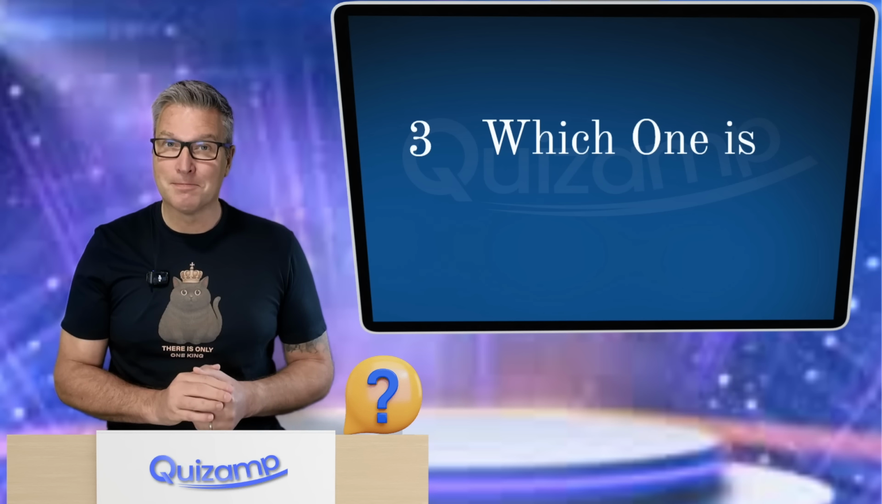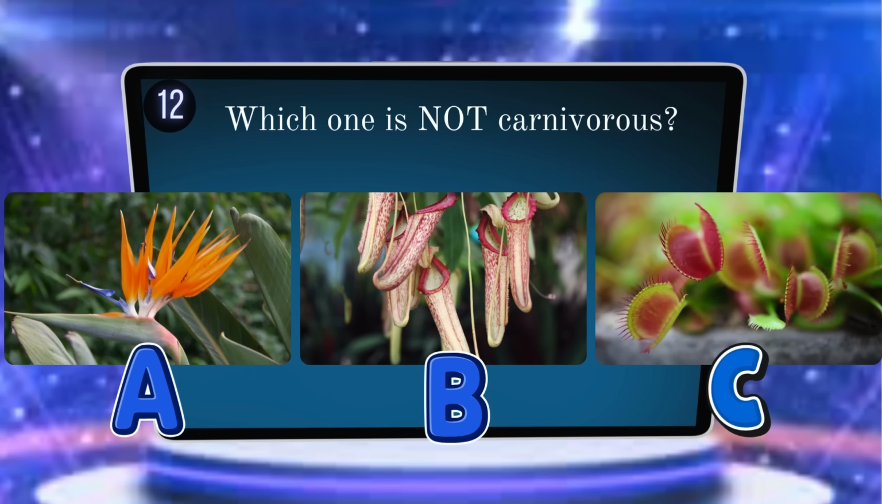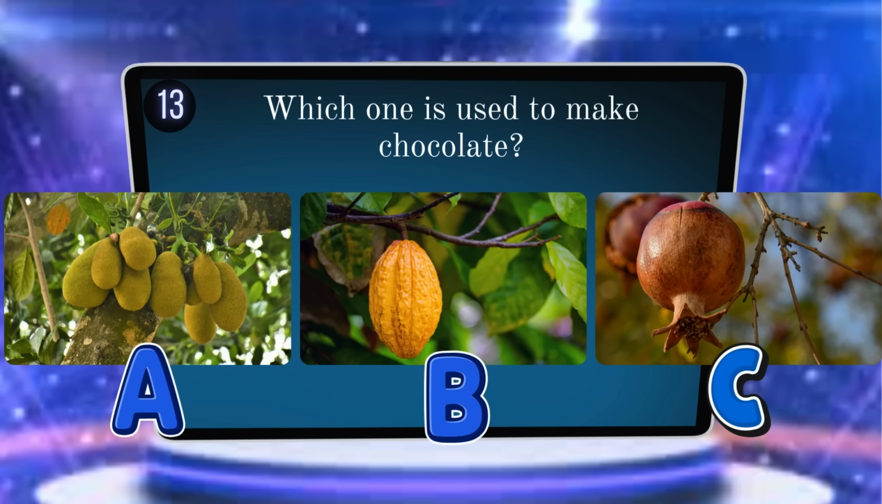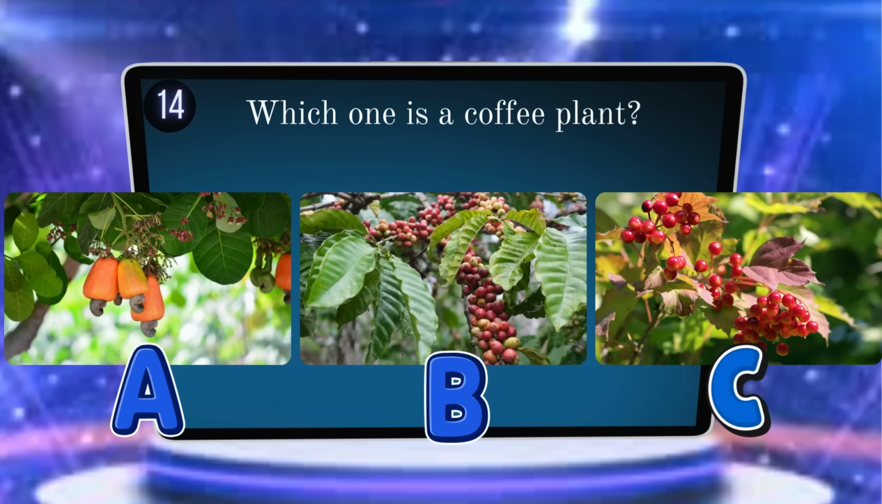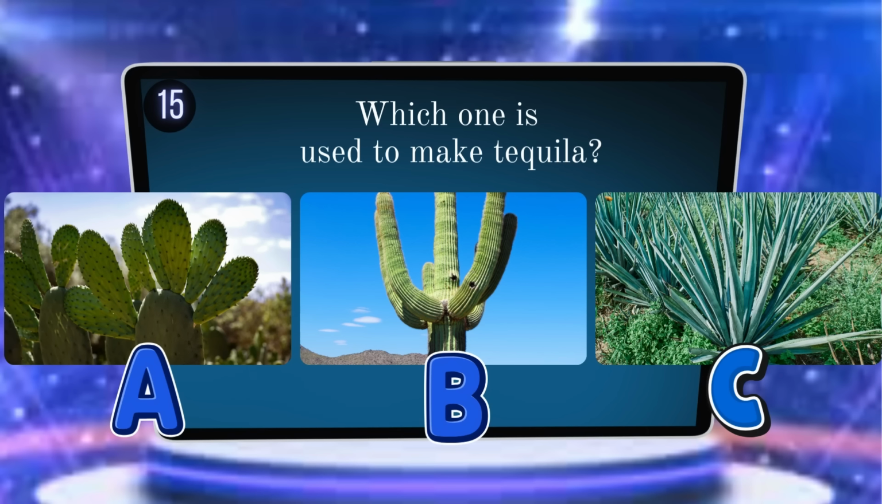That's A, oleander. Which one is not carnivorous? That's A bird of paradise. Which one is used to make chocolate? That's B. Which one is a coffee plant? That's B. Which one is used to make tequila? That's C.